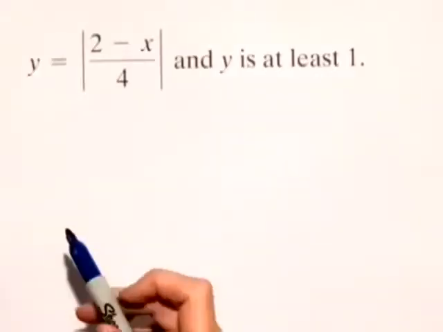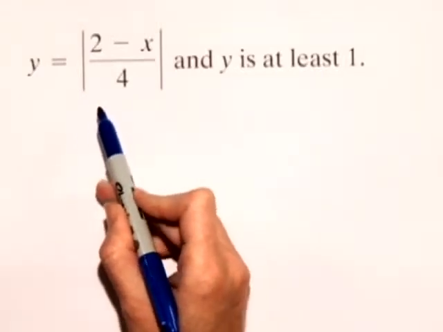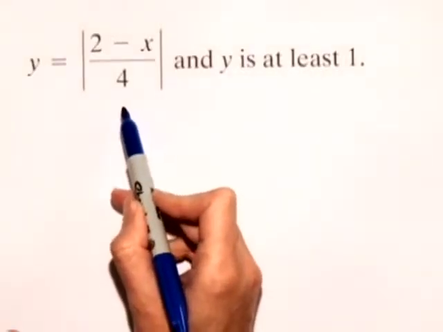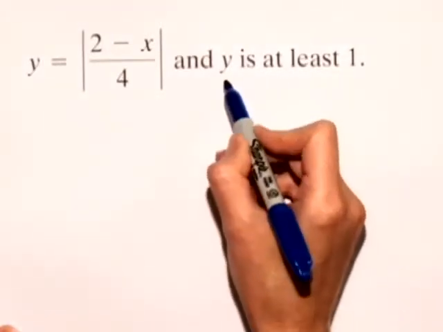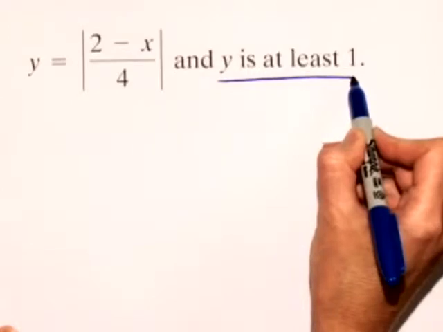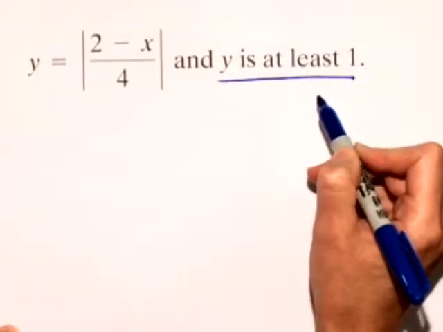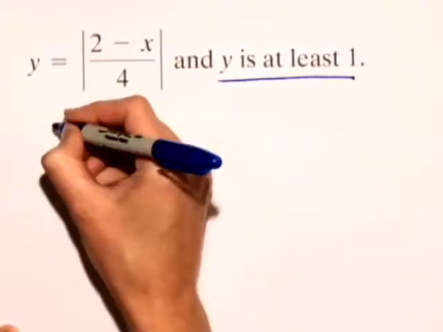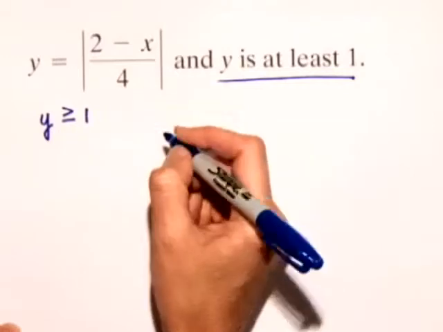For this problem, we'll use interval notation to express the solution set in terms of x. So we have this absolute value equation, y is equal to the absolute value of 2 minus x over 4, and we have the condition that y is at least 1. So let's start by looking at this condition. Y is at least 1 means that y can equal 1 or it can be greater than 1. So y is greater than or equal to 1.